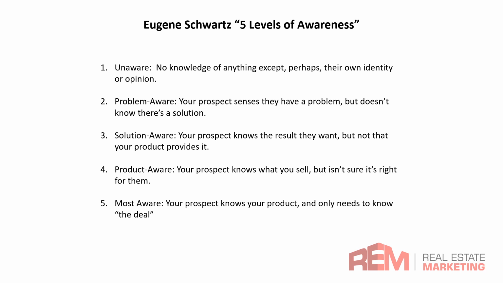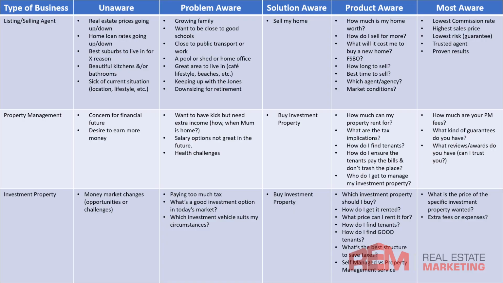So let's look at some examples for 3 different real estate market segments. Now I've got here the 5 levels across the top, and then down the side I've broken them down into 3 different types of business. So the top one is your typical listing and selling agent. The next one down is a property management firm or a property manager. And then the third one down is a company or an organization that sells investment properties. So on row 1, these examples, as I said, are for listing and selling agents.